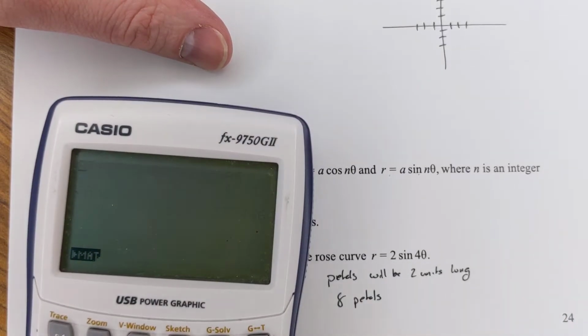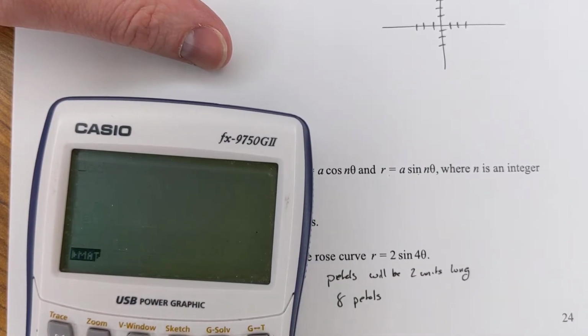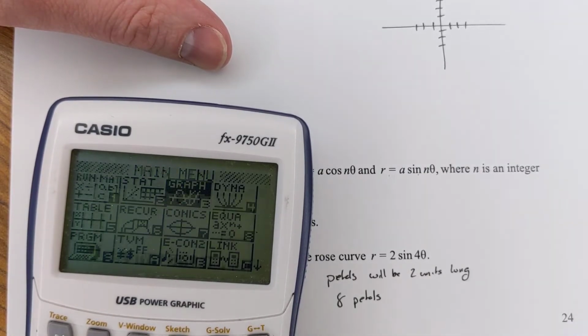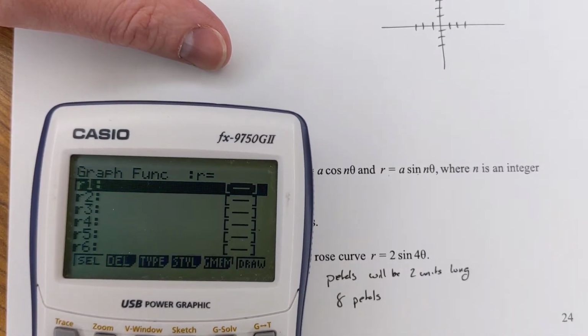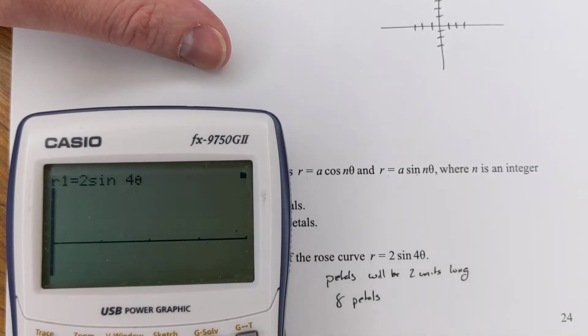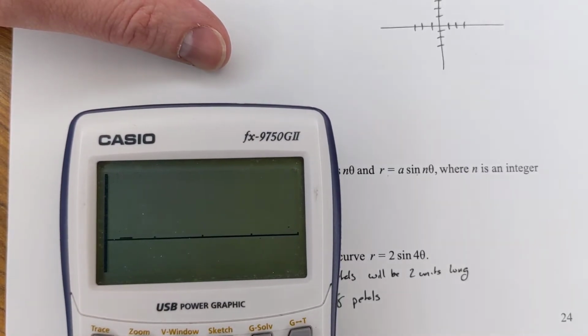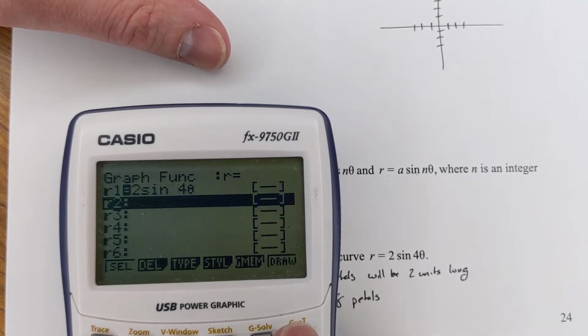And let me see if I can get my graph. Oops, go back to radian. Menu, graph. I want to switch it to polar mode, so type r equals, and then we'll do 2 sine 4 theta. I'll try this.